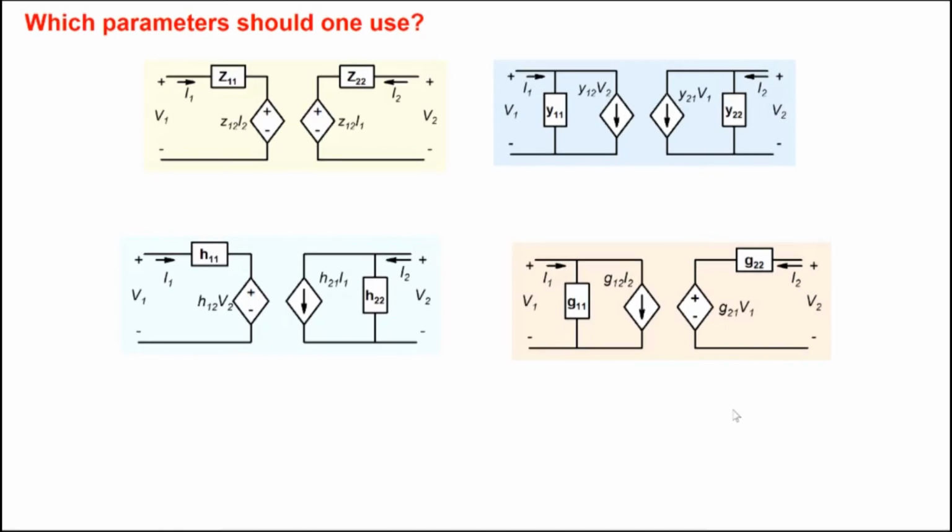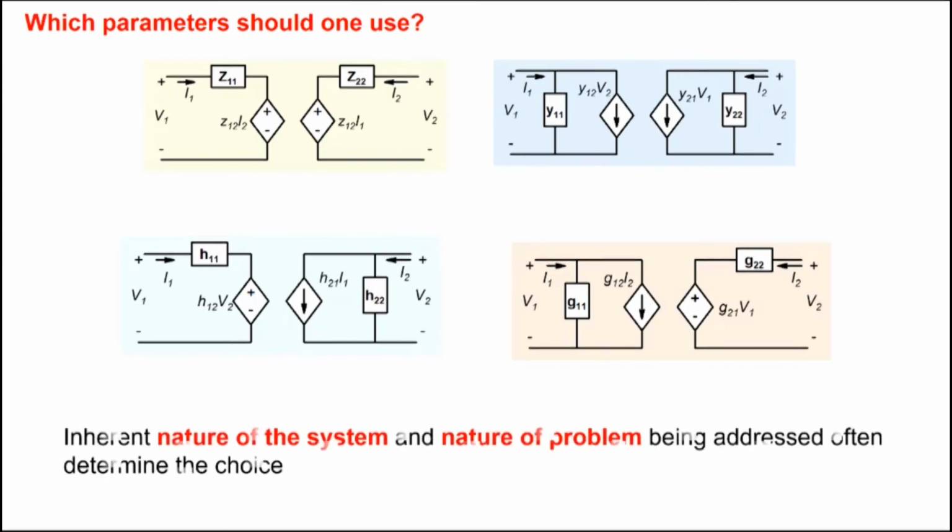So an interesting question that does arise is which parameter to use. Should I use a Z or a Y, an H or a G? And the answer to such questions is that it depends on the application and the nature of the system. So we'll briefly look at the nature of the system here on the side.